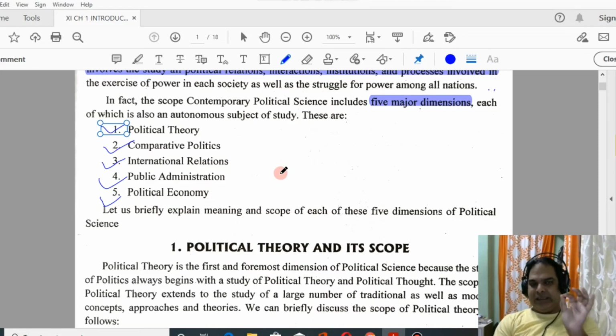So when we study these things, my dear, you may think that it is a very small thing, only five topics to be studied and political science is over. No, my dear, it has a larger dimension. When you pick up or touch one topic, it will continue to change and evolve. So let us start with political theory.